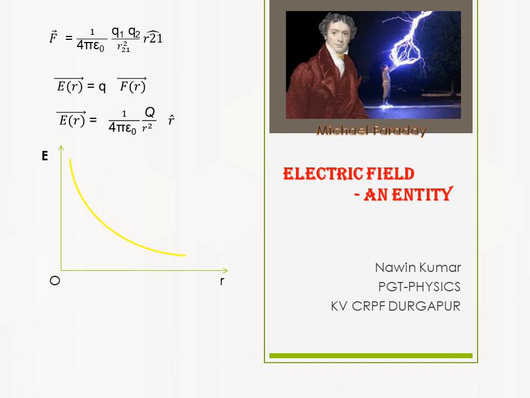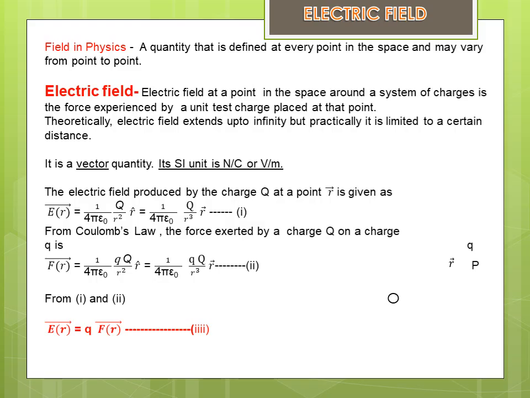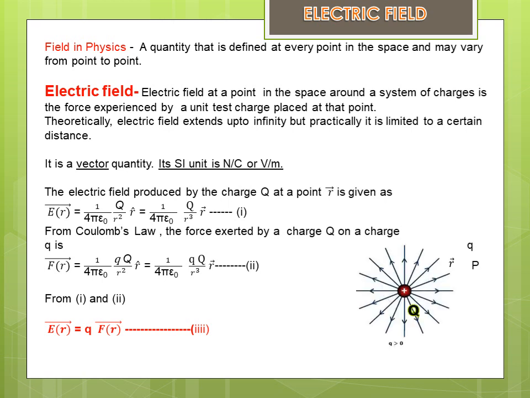In the previous class, we learned about Coulomb's law. Now we will learn another physical entity today, that is the electric field. Let a charge Q be placed at O and another charge, small q, be placed at point P with position vector R from O.